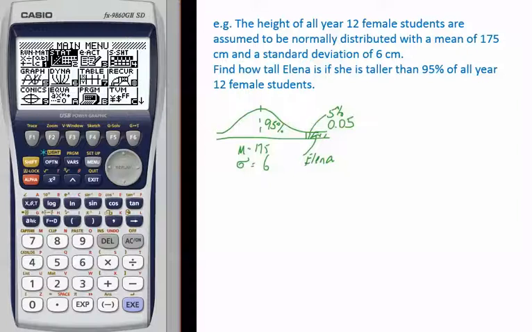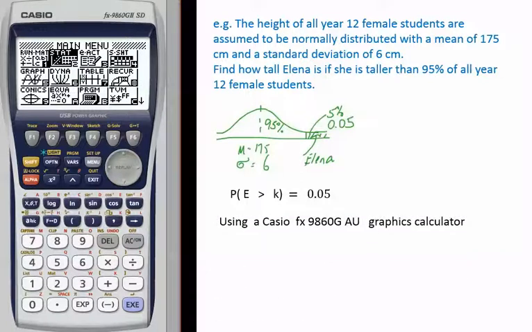5% is equivalent to 0.05, and I've indicated with an arrow that Alina is somewhere in that. She's somewhere in the shaded region. So what we need to do, in essence, is to find the value of k, that cutoff line, for the probability of 0.05. So we're going to use our graphics calculator for that.